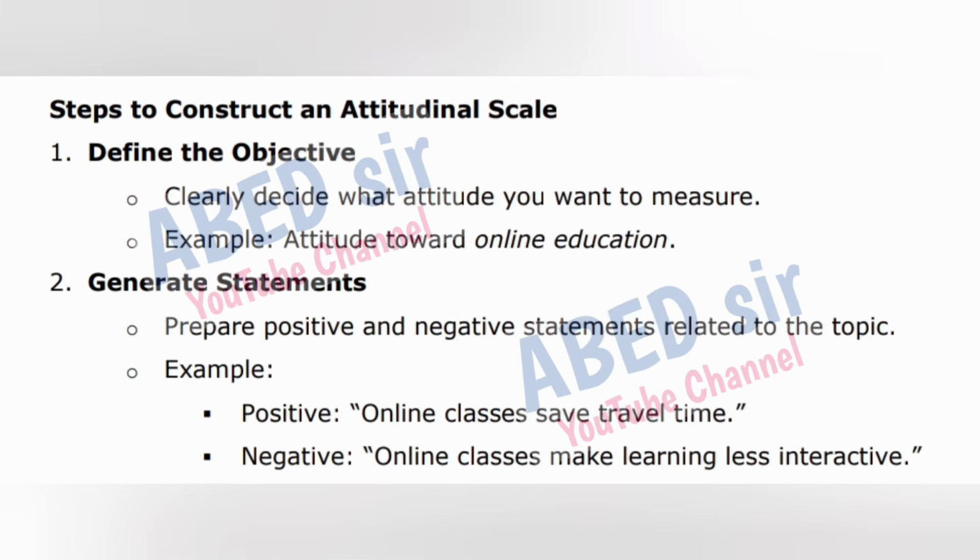Steps to construct an attitudinal scale. 1. Define the objective. Clearly decide what attitude you want to measure. Example, attitude toward online education. 2. Generate statements. Prepare positive and negative statements related to the topic. Example. Positive: online classes save travel time. Negative: online classes make learning less interactive.